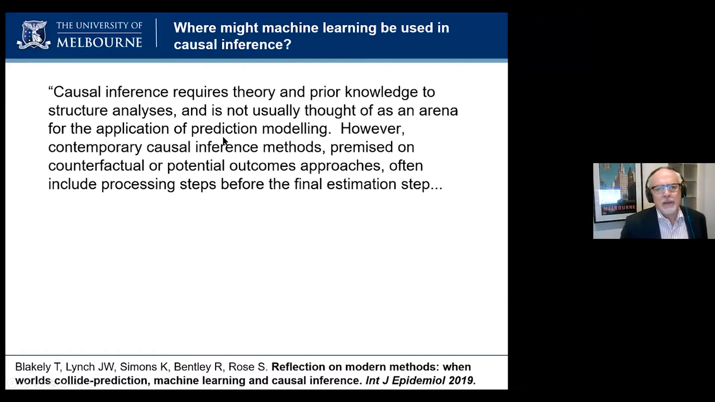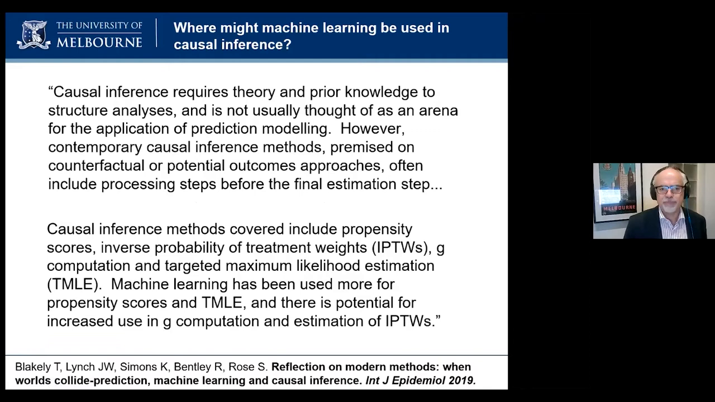However, contemporary causal inference methods based on counterfactual potential outcomes approaches often include that processing step before the final estimation. So I think you should have that by now. Causal inference methods covered include propensity scores, inverse probability of treatment weights, G computation, and targeted maximum likelihood estimation. That's the way that we broke it down, at least. Machine learning has been used more for propensity scores and in TMLE, and there's potential to use it in G computation estimation of IPTW.